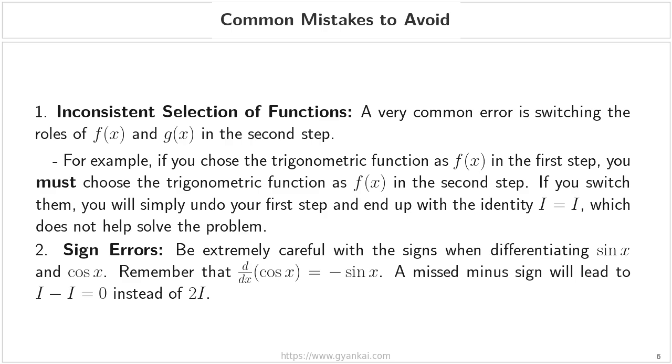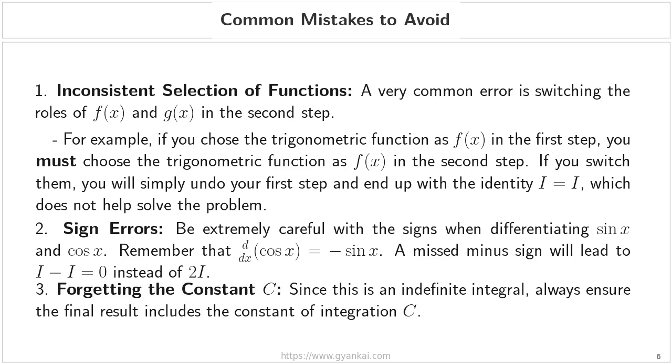2. Sign errors. This one is a classic. Be extremely careful with your signs when differentiating sin x and cos x. It's easy to slip up. Remember that the derivative of cos x with respect to x is negative sin x. A missed minus sign can be disastrous. Instead of getting a 2I when you rearrange the equation, you'll end up with I minus I, which equals 0, and that will completely derail your attempt to solve for I. Double-check those derivatives.